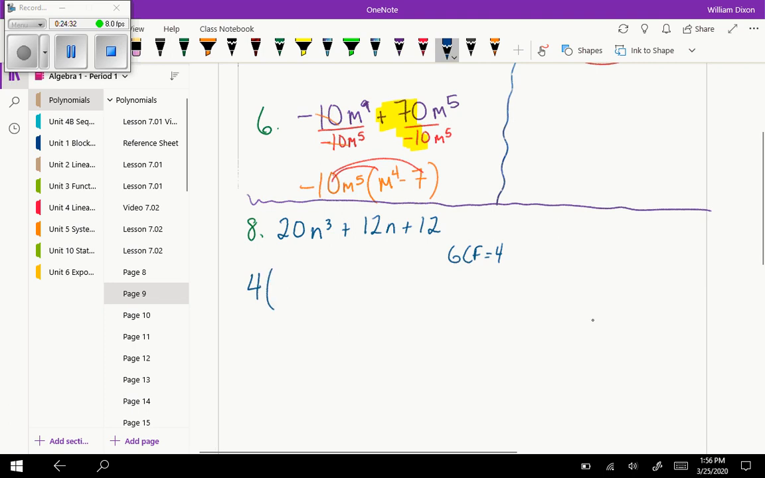And then I'm going to divide each term by 4. Okay, when I do that, for the first one, 20 divided by 4 is 5. n to the third comes down, plus 12 divided by 4 is 3. n comes down, and then 12 divided by 4 is 3. All right, so that's going to be my answer. So one more time, if I distribute, I'll get back to my original problem, just as a check.